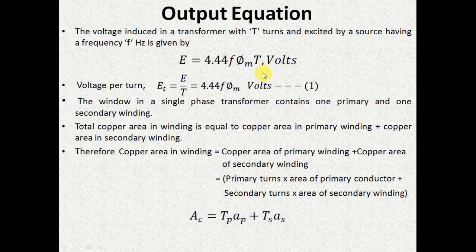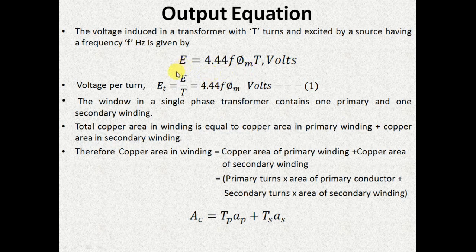You have studied the relation for induced EMF in a transformer as 4.44 phi m F T. In the case of induced EMF in the primary, you have to replace the T term with N1, where N1 is the number of turns in the primary winding. If you want to find the induced EMF in the secondary, you have to replace this T with the term N2, where N2 is the number of turns in the secondary.